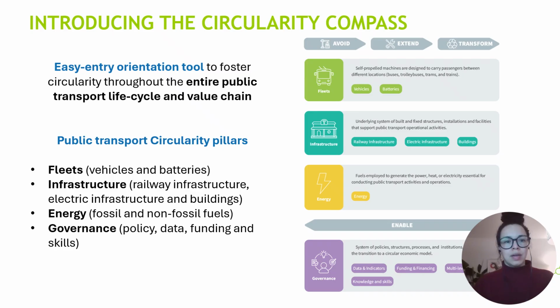The third pillar is the energy, which refers to the fuels and power used to move vehicles and operate buildings. So this could be fossil and non-fossil fuels. And the fourth pillar is the governance, which is the enabling layer, maybe the intangible layer, which are the policies, processes, procurement rules, skills, funding mechanisms, and data needed to really underpin and support the circular practices. So together, these 4 pillars give public transport actors a clear entry point on the different dimensions where they can start implementing a circular economy in the sector.